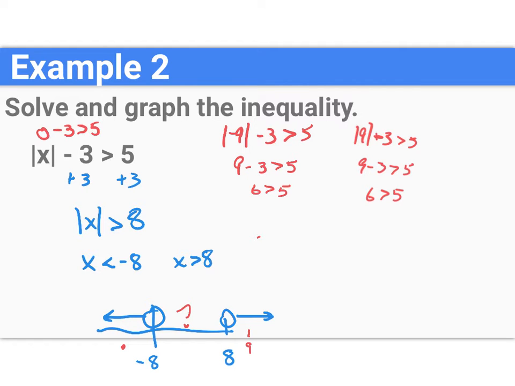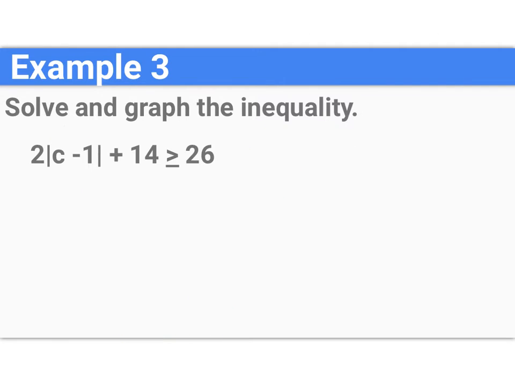So for the greater than situations, you flip the sign with the negative, and you leave the sign in the same direction with the positive case. You must deal with the positive and the negative case with absolute value. And so let's look at our third example.